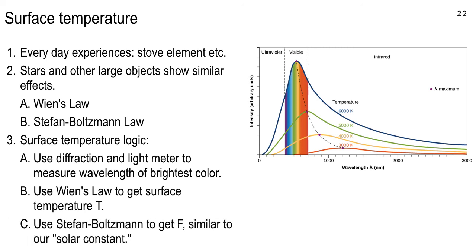And then Stefan-Boltzmann, it's just a constant sigma, which we know, and then temperature to the fourth. So once you get the temperature from your diffraction grating and from Wien's displacement law, then you know your luminosity, F. So many watts per square meter. Right? So that is the logic.